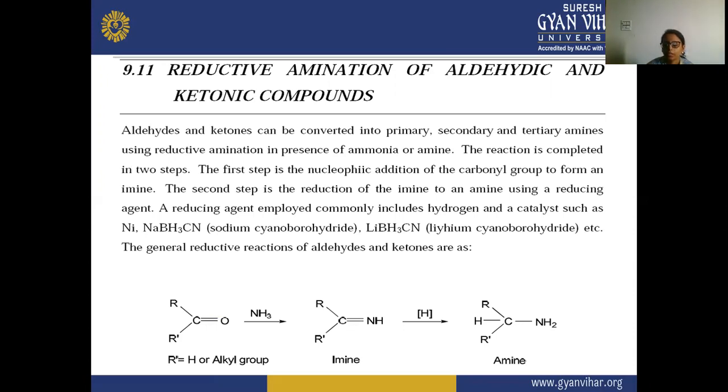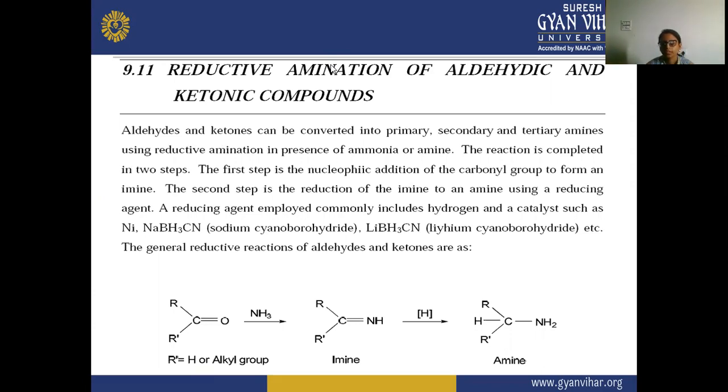So the imine is reduced in the presence of hydrogen. There is a reduction occurring in this second step, and from here the imine is converted to the amine. Reducing agents commonly employed include hydrogen and a catalyst such as nickel, sodium NaBH3CN, that is sodium cyanoborohydride, and lithium cyanoborohydride, etc.